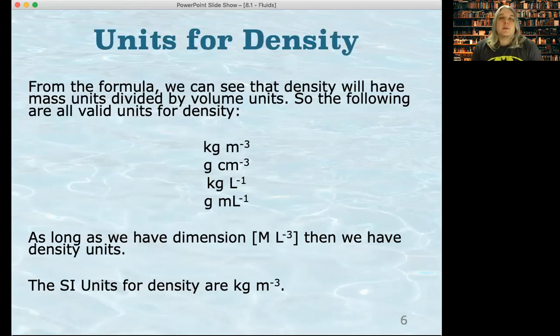From that, we should be able to determine the units quite easily. Mass per unit volume, so mass over volume. So there are plenty of options. Kilograms per cubic meter are obviously the SI units. We're all familiar with SI, kg being for mass and meters for length. So kilograms per cubic meter. But equally valid are grams per cubic centimeter, kilograms per liter, grams per mil, or any other combination of mass divided by volume is acceptable.